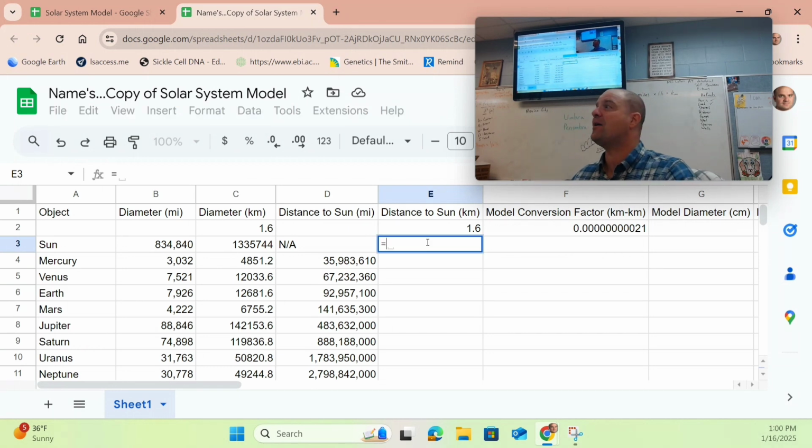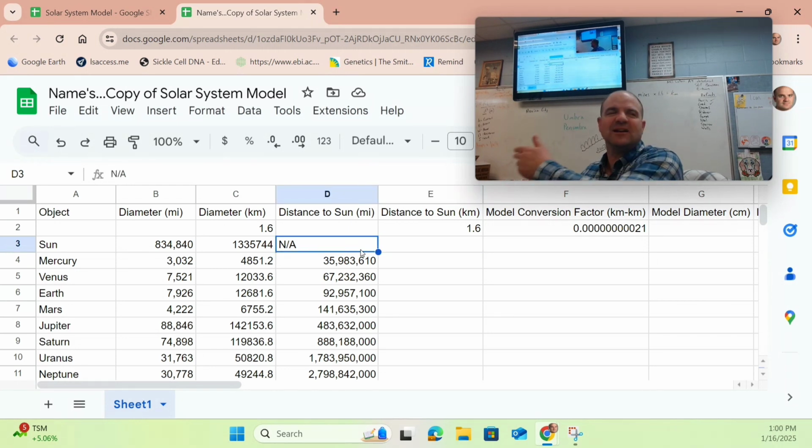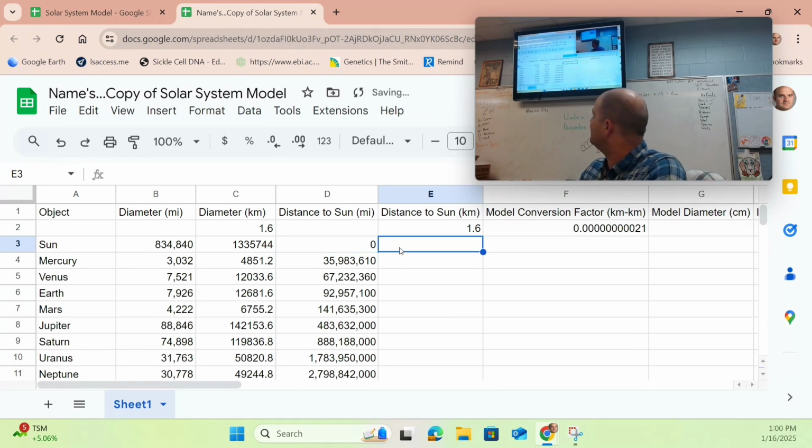Equals. Hey, computer, I want to do math. I'm hitting the equals button. And look, it doesn't make a suggestion this time. I like that. So if we want the distance to the sun in kilometers, you're going to take the distance from the sun to the sun. What's the distance from the sun to the sun? It'd be 0, wouldn't it? So instead of having NA, let's go ahead and put a 0 there. Distance to sun in miles, put a 0 for sun to sun.